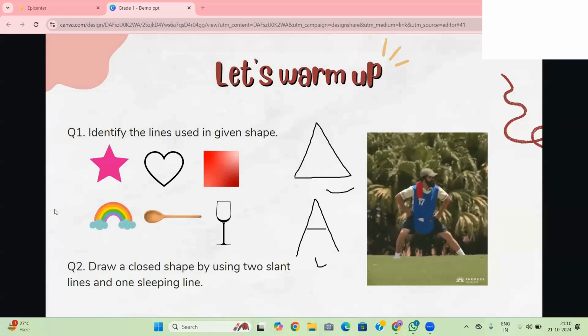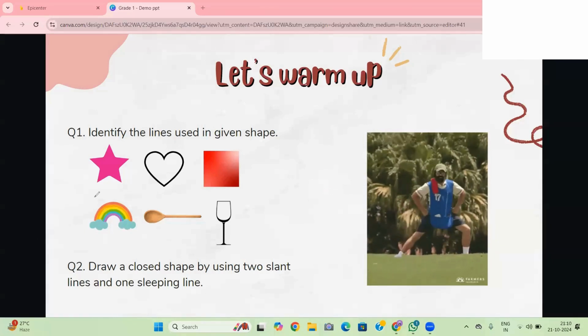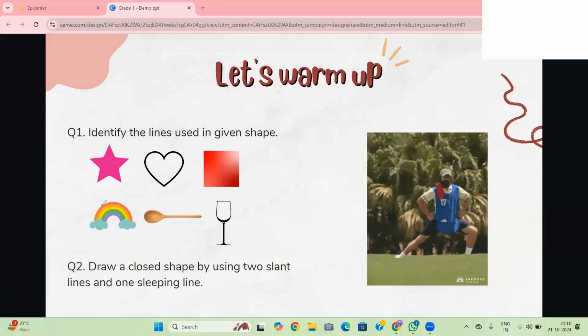And also show me how you make a heart with your hand. People make a heart with their hands. No? Yeah, you know it. Good job.